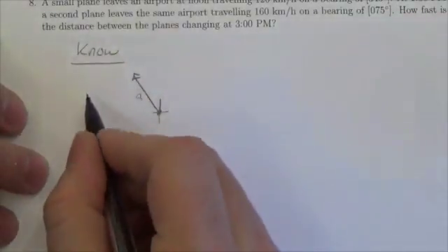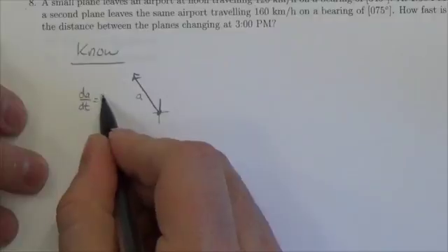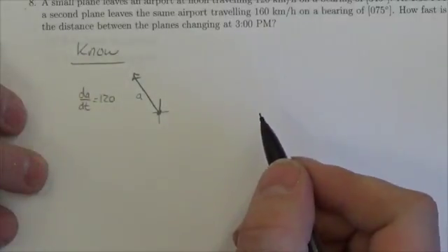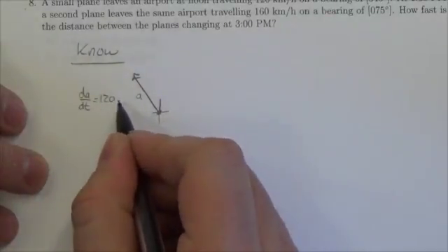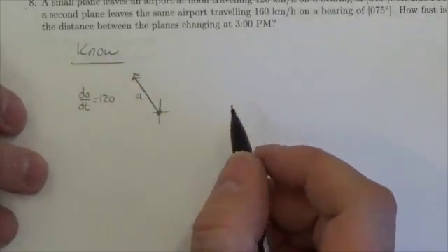So I know how fast the plane is going. That's going to be dA by dt, which will be 120 kilometers an hour. I'll put the units in. We'll just remember those for right now because I didn't give myself a lot of room.